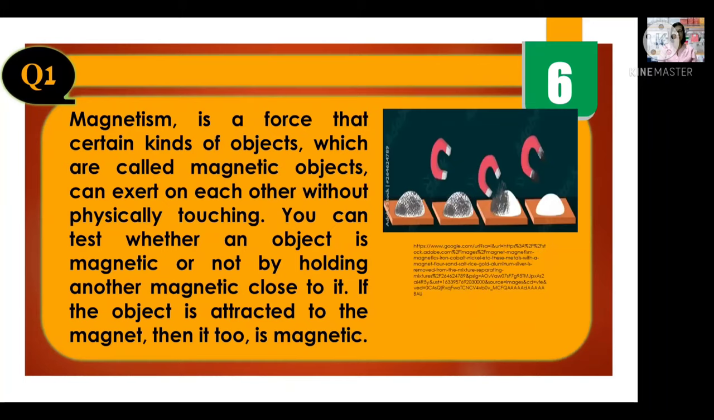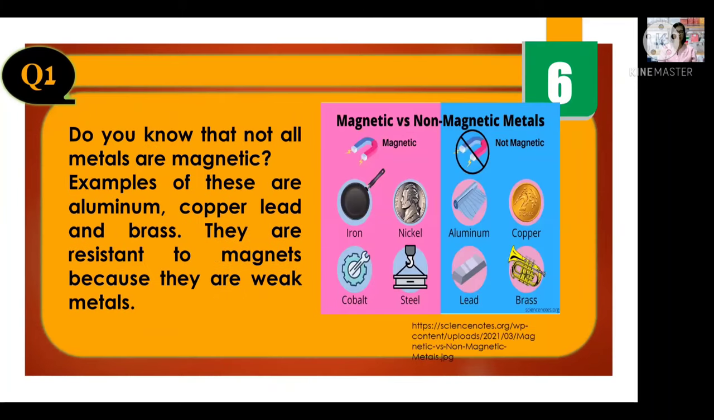Magnetism is a force that certain kinds of objects, which are called magnetic objects, can exert on each other without physically touching. You can test whether an object is magnetic or not by holding a magnet close to it. If the object is attracted to the magnet, then it too is magnetic. Do you know that not all metals are magnetic? Examples of these are aluminum, copper, lead, and brass. They are resistant to magnets because they are weak metals.